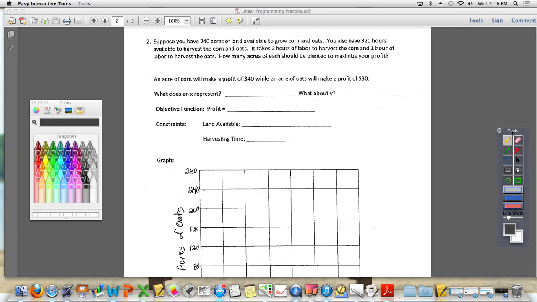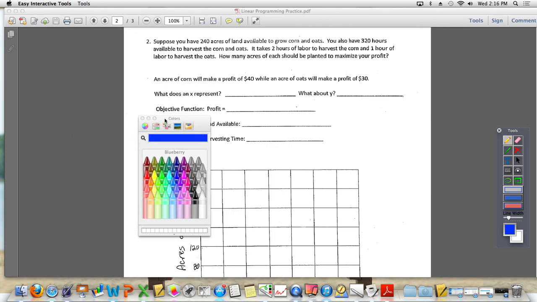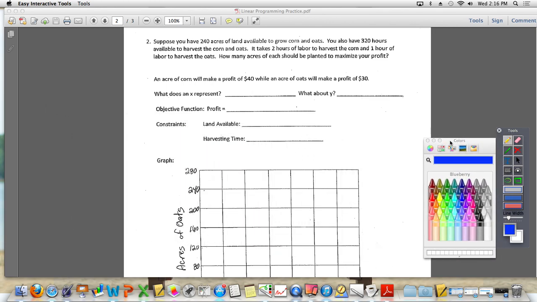Acres of oats? Oh, you said the x-axis, right? On the x-axis, that says corn. Acres. Oh yeah, I'm sorry, you're right, it does say that. I was listening to Kevin trying to be funny.